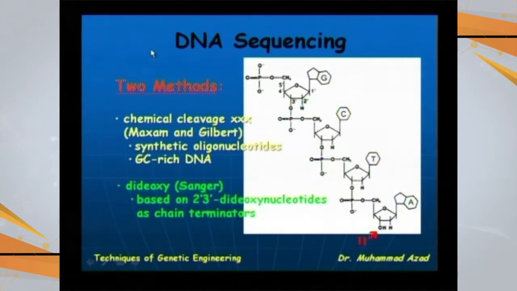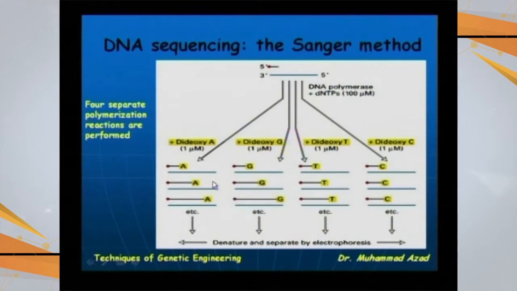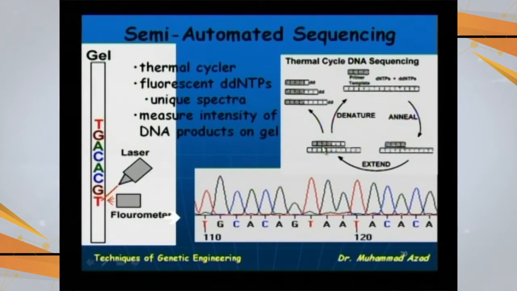There are two methods of DNA sequencing. One is the chemical cleavage method, and the other is the dideoxy method, which is used by Sanger, and this is the more commonly used method of DNA sequencing. So we are going to have dideoxynucleotides: dideoxyadenine, dideoxyguanine, thymine and cytosine, and then these are used in the process of gel electrophoresis.